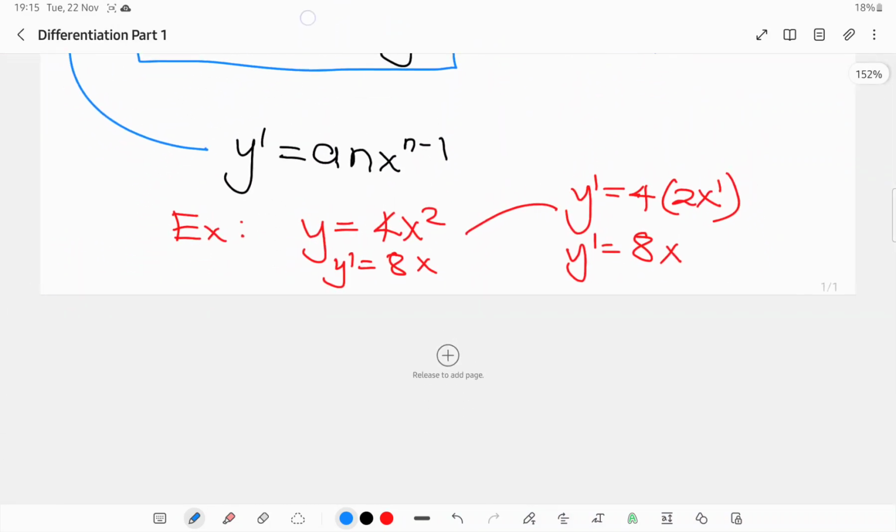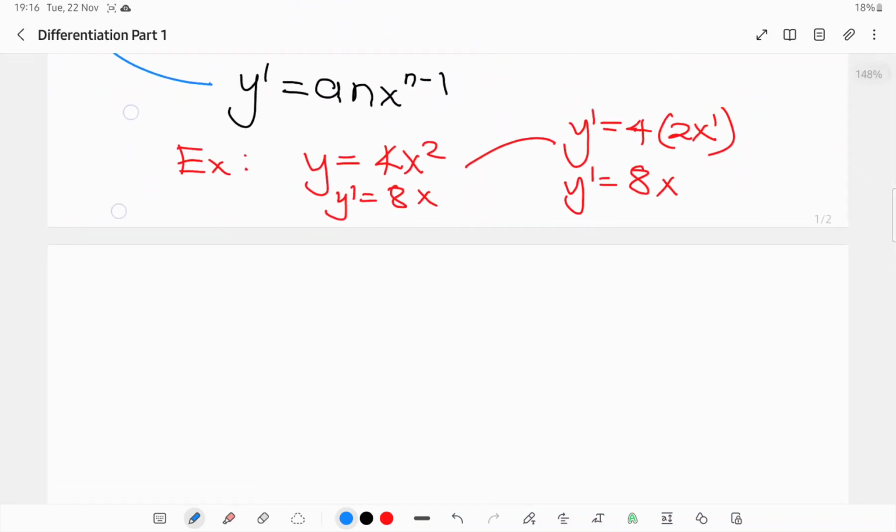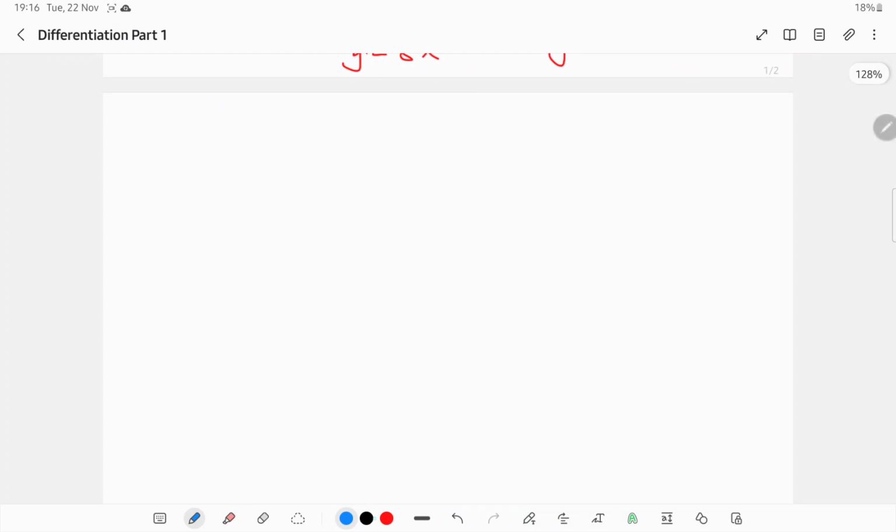So let's go on and do more basic rules. I want to get to the other ones that I like. Let's just do these ones, but you already know them. So number 3, right?